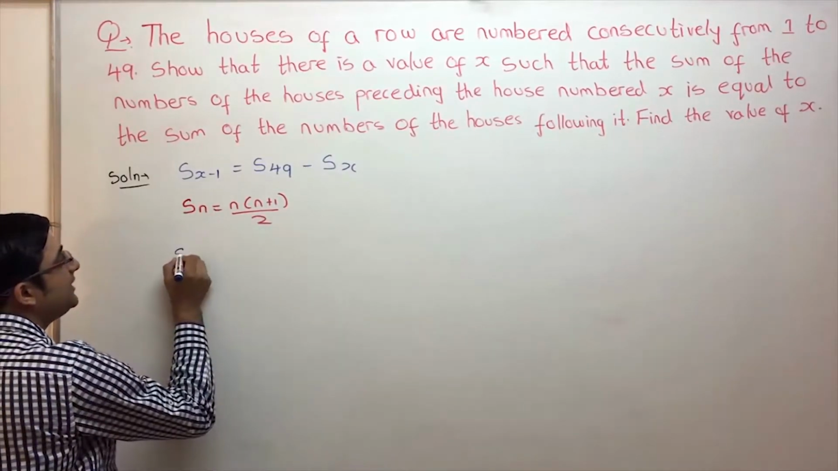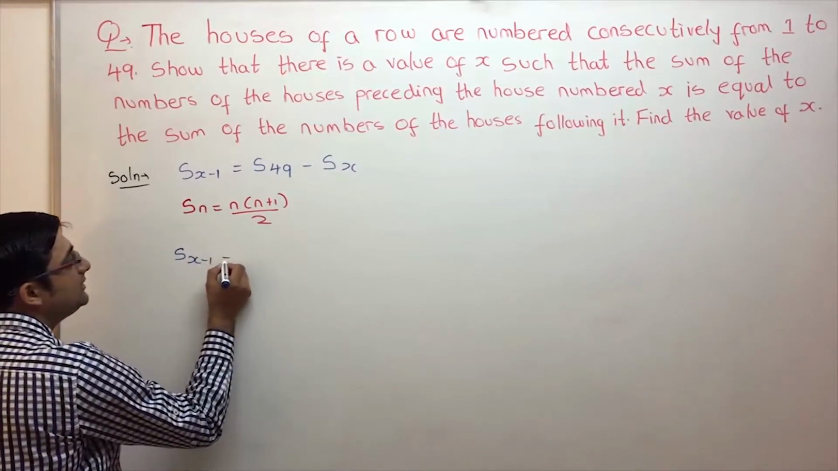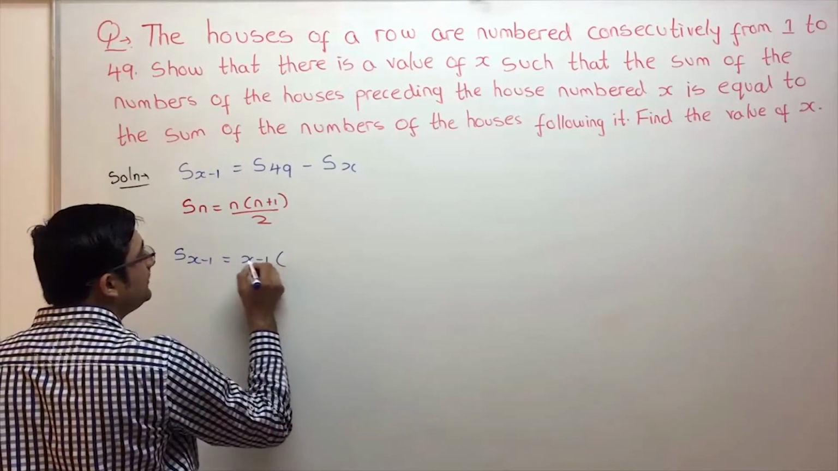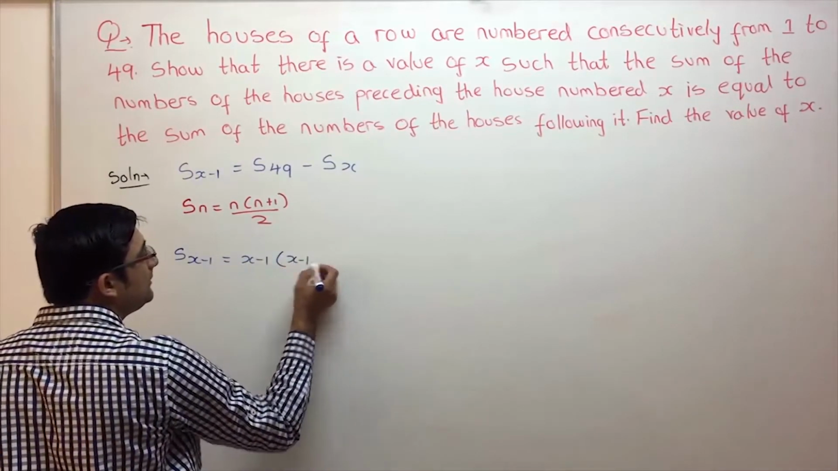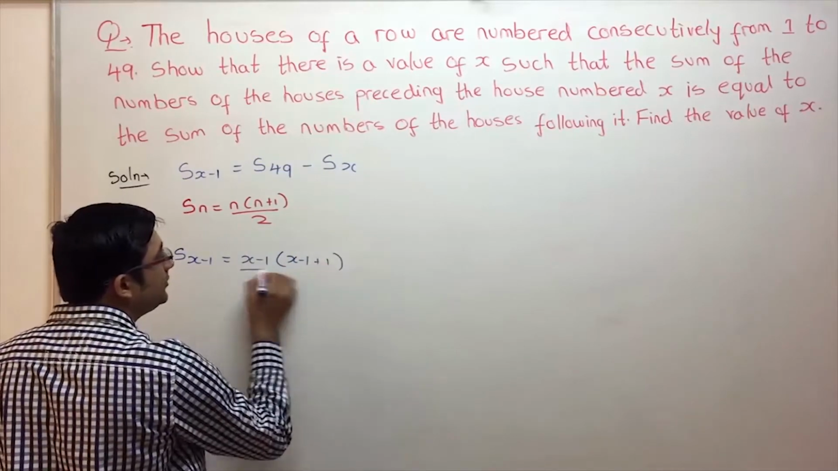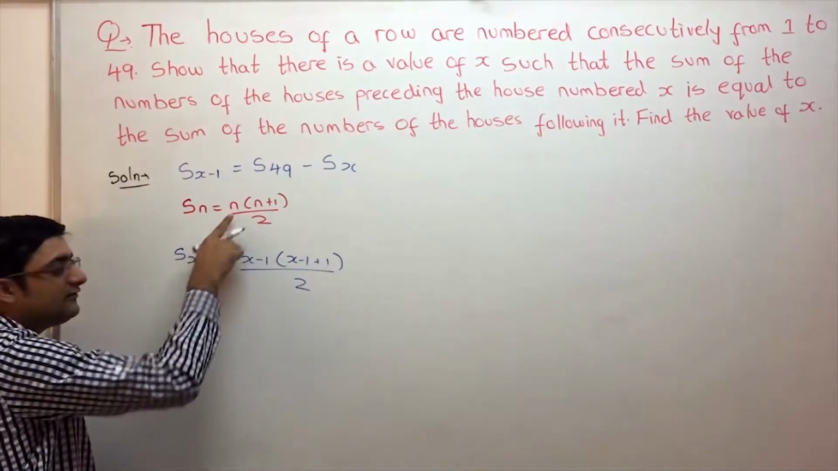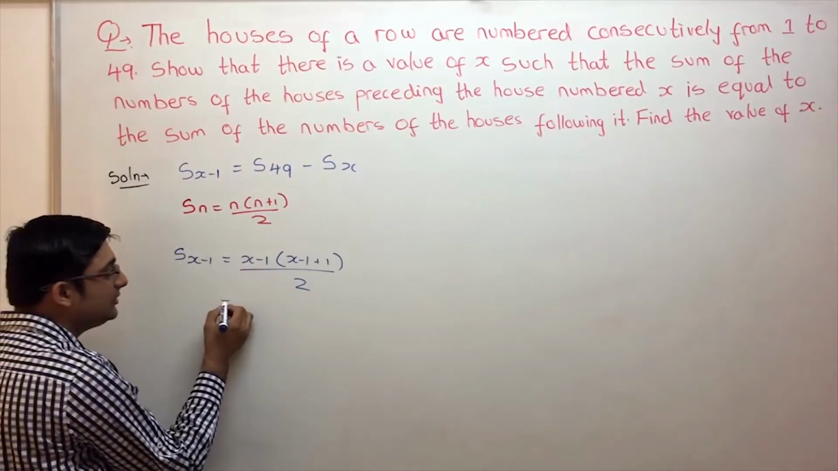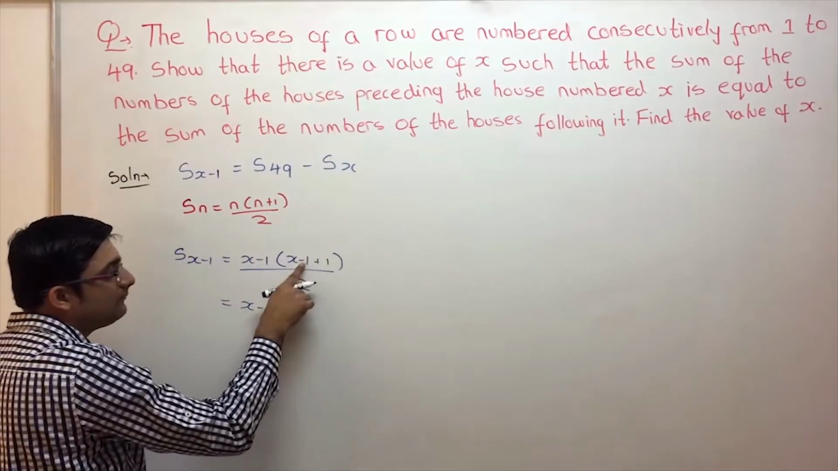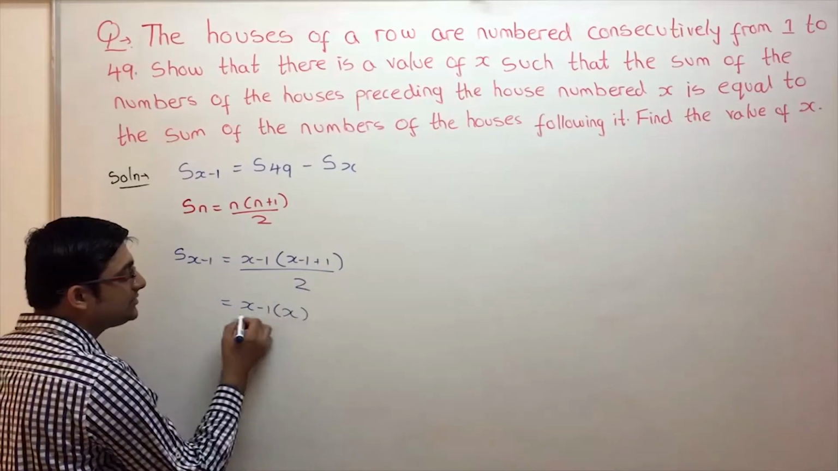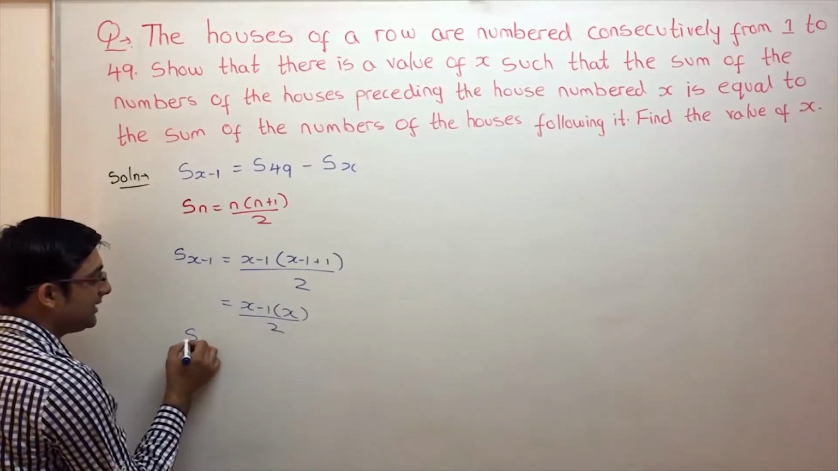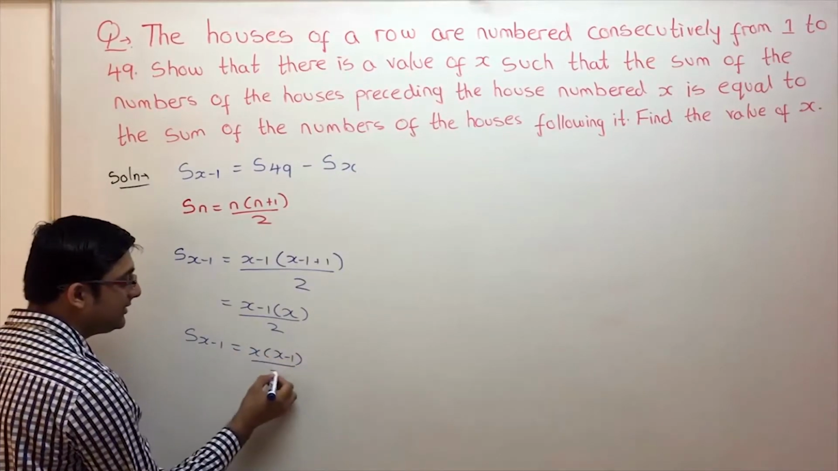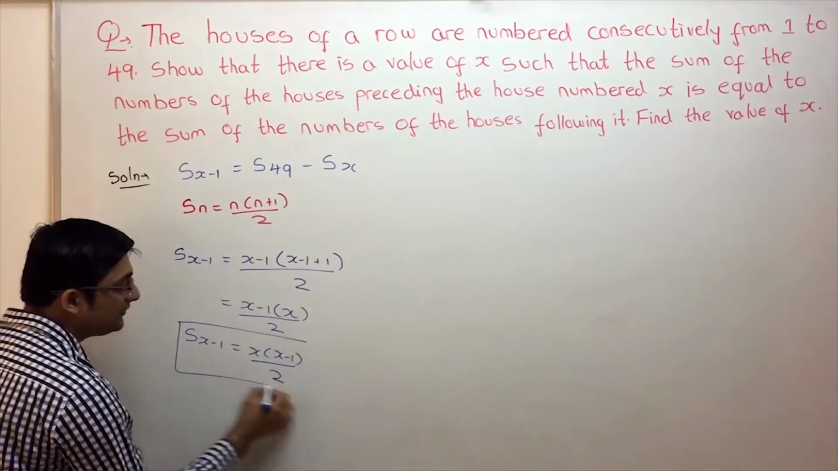First I have S of x minus 1. What is n? X minus 1. So it is (x minus 1) into (x minus 1 plus 1) by 2. I repeat, what is the value of n now? It is x minus 1. So replace n over here by x minus 1. What do we get? X minus 1 plus 1 is x, so we get (x minus 1) into x by 2. Right? So we get S of x minus 1 as x into (x minus 1) by 2. I'll box this over here.